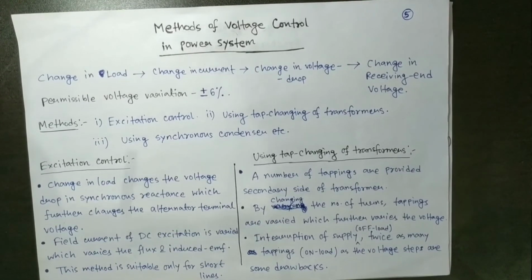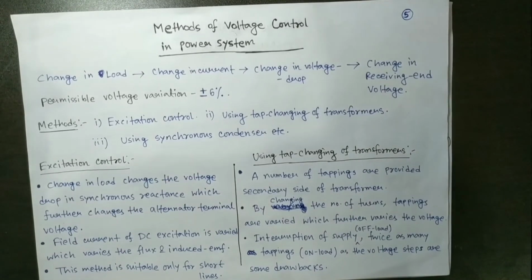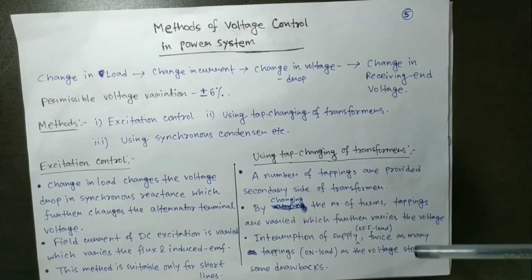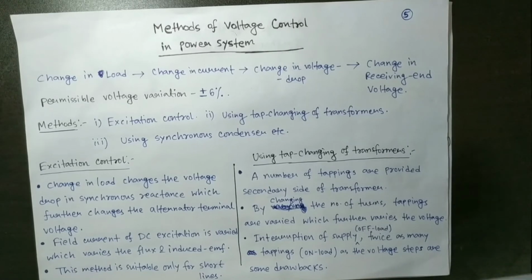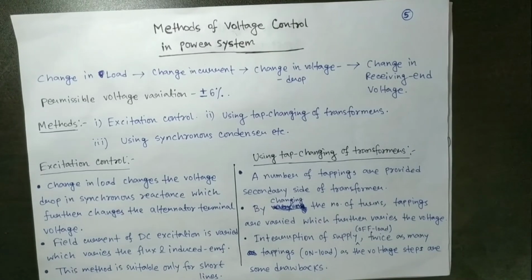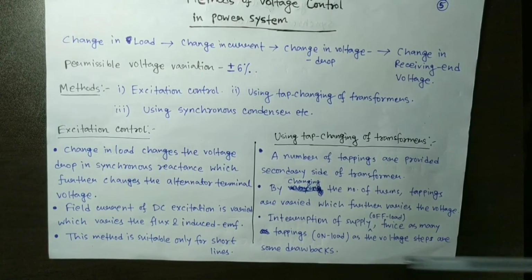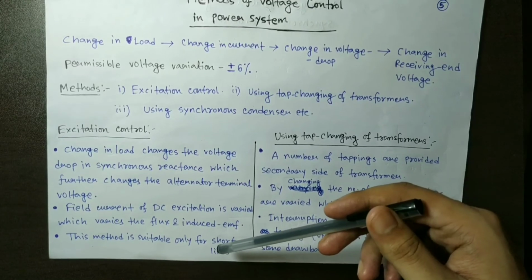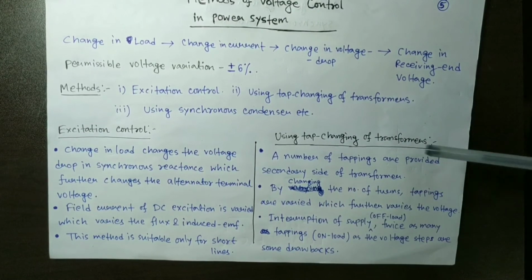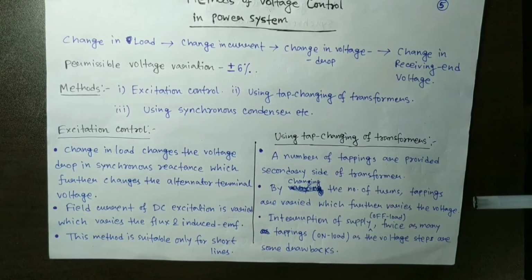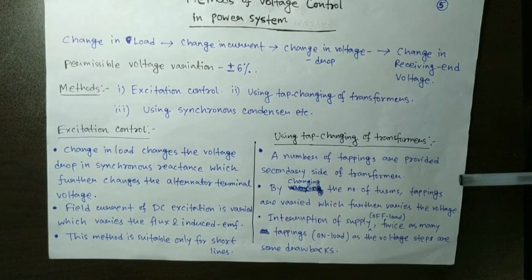Okay, so to overcome this drawback, we go to the next control technique, which is the tap changing of transformers, using a tap changing transformer. So here, to overcome this problem of excitation control, we use the tap changing transformer method. Here we use a number of tappings in the secondary side of the transformer.